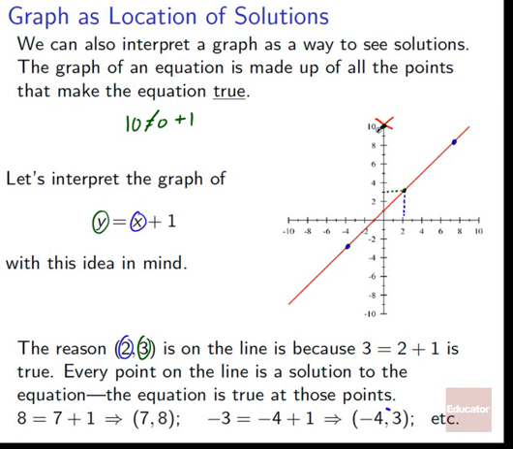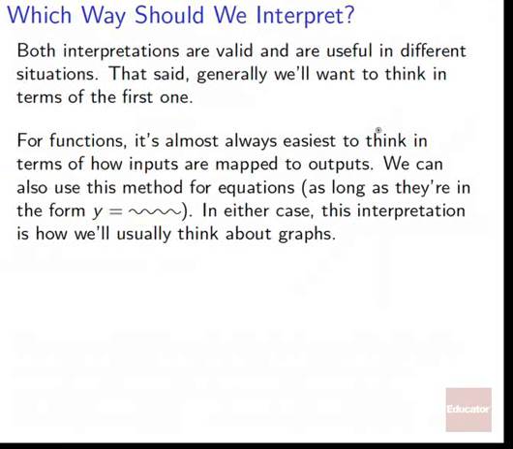That red line is because those are all the points that actually give us truth. If we went with some point that wasn't on that line, it would wind up making our equation false, so it doesn't get to be on the graph. So we can interpret a graph as the place of truth, the location of all the solutions to the equation. This gives us two very different ways to interpret, and they're both totally valid and useful.